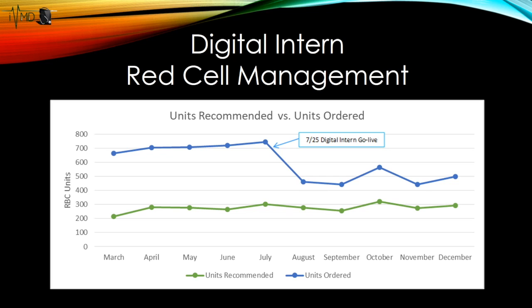As an example, UW began using a Digital Intern red blood cell algorithm. When they went live, there was a significant drop in red blood cell transfusions ordered, as denoted with the blue line. The green line is what the Digital Intern recommended, and the values of the green line prior to the go-live date represent recommendations the system would have made had it been allowed to interact with the medical team.